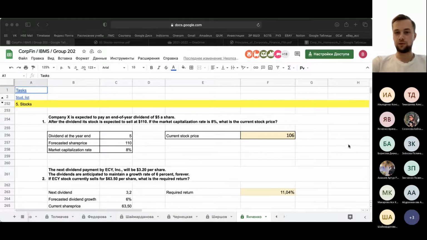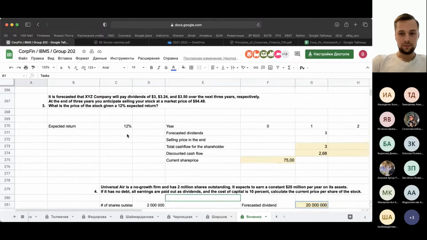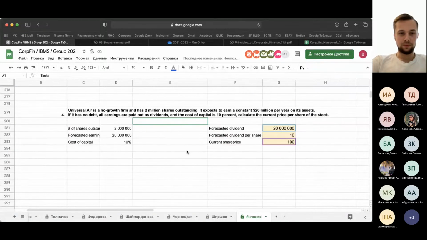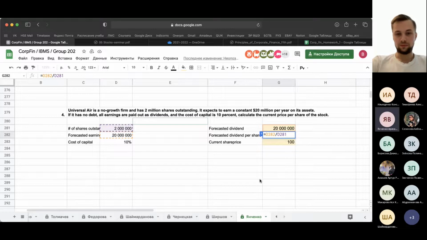Let's look at the solution. I have opened your tab. I just suppose that the forecasted dividend is the sum, so I just put here the known number from forecasted earnings. Then as we need it per share, I divide it by the number of shares. And then to find the current share price, I just divide the dividend by the rate, the cost.